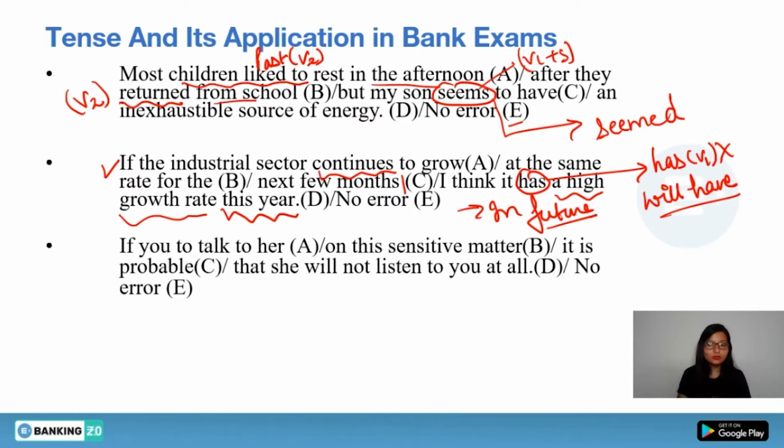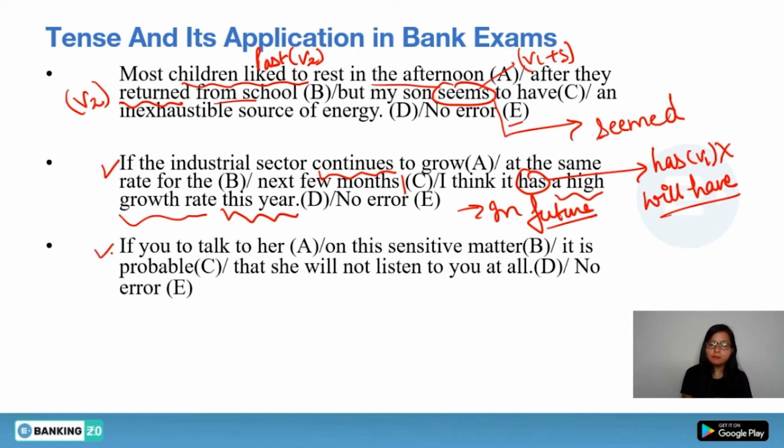Okay, understood. The third sentence we have is, if you talk to her on this sensitive matter, it is probable that she will not listen to you at all. Read the sentence properly and try to find out the error. Where is the mistake in this sentence? If you read it properly, you will find that there is no error, no correction is required for this sentence, because it is perfectly fine.